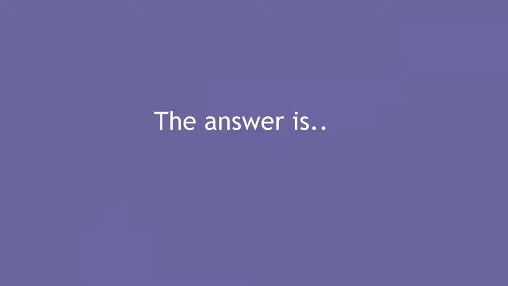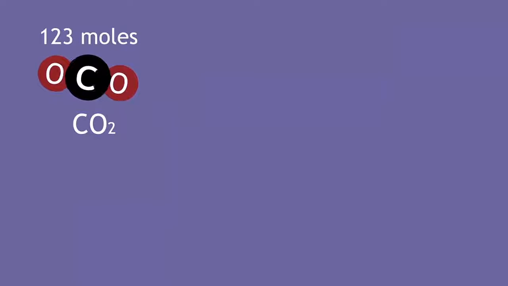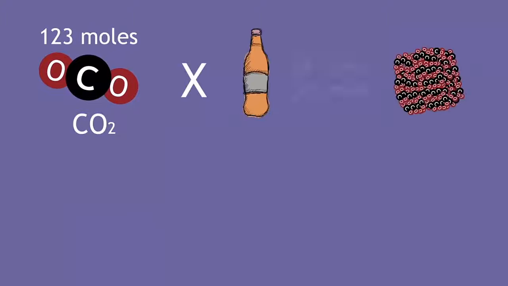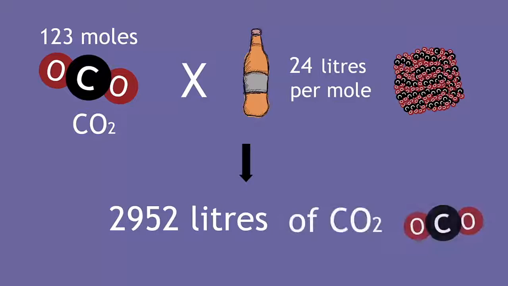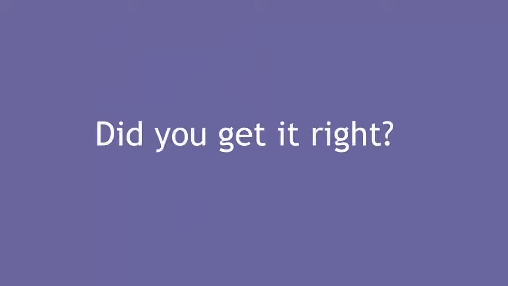The answer is that 123 moles of carbon dioxide times 24 litres per mole is equal to 2,952 litres of carbon dioxide. Did you get it right?